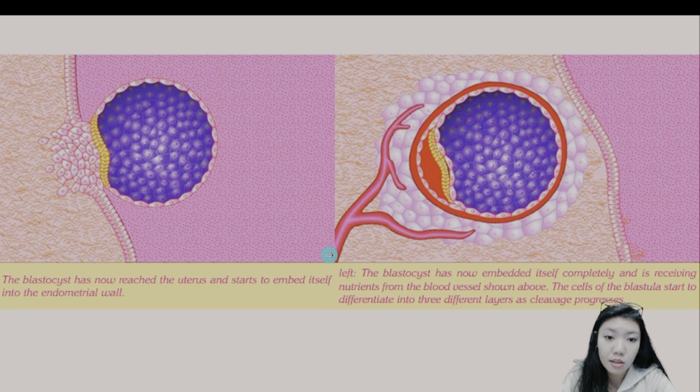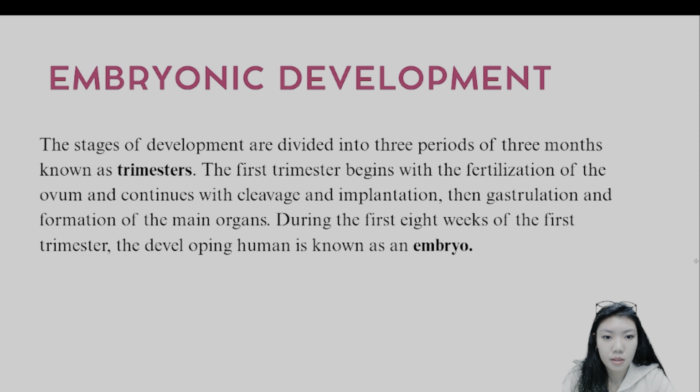Here the red ones are blood vessels. And the cells of the blastula start to differentiate into different layers as the cleavage process continues. After that, we start embryonic development. Embryonic development consists of 3 periods, or 3 months, known as the trimesters.